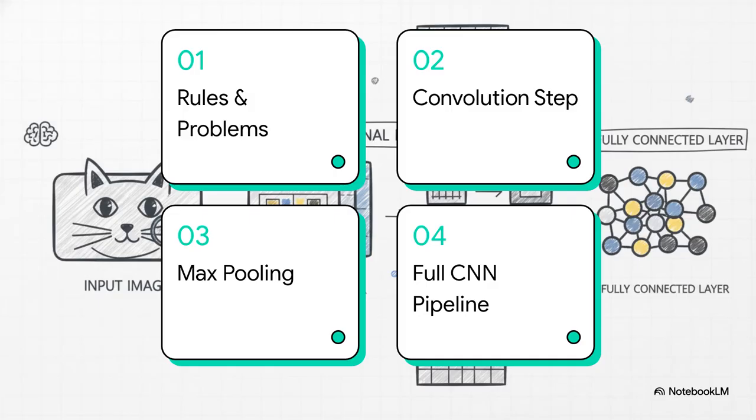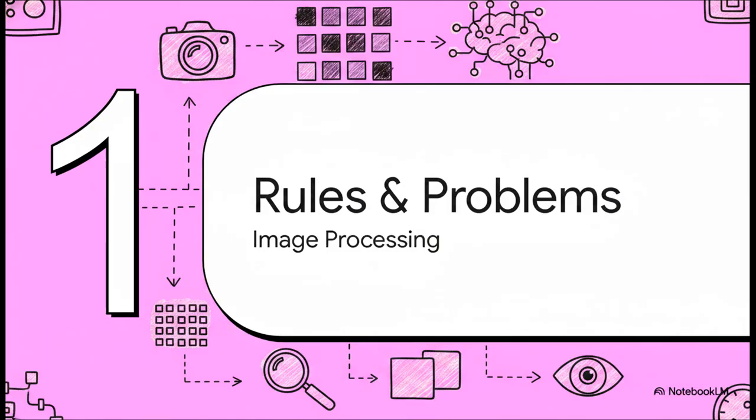Okay, here's our roadmap for today. We're going to hit the image processing problem, then the 3 rules of images, move into the convolution step, look at shrinking data with max pooling, and finally, put the whole shebang together in the full CNN pipeline. Let's jump right into part 1, the image processing problem and the 3 rules of images.